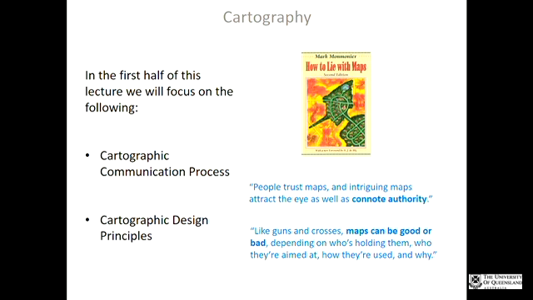And here's a couple of quotes in that book. People trust maps, and intriguing maps attract the eye as well as connote authority. So, and that's probably true. Like guns and crosses, maps can be good or bad, depending on who's holding them, who they're aimed at, and how they're used and why. So you can misinform people essentially with maps. So that's important to think about. And what you really want to do, from a scientific point of view anyway, is communicate information truthfully that provides the user with the accurate information that you're trying to communicate. But they can be used for good or bad. But we're only going to use them for good, right?